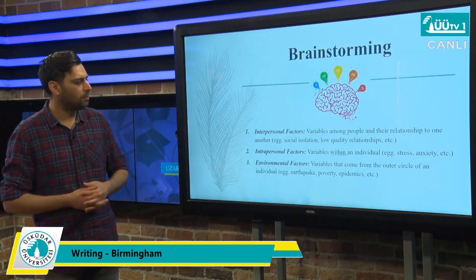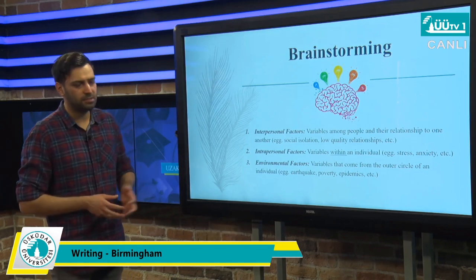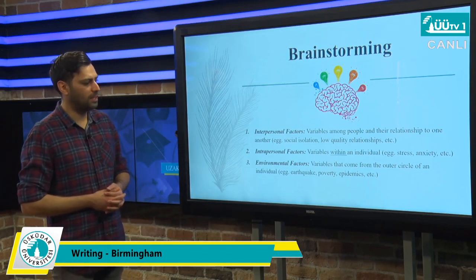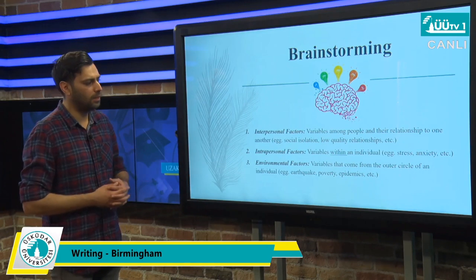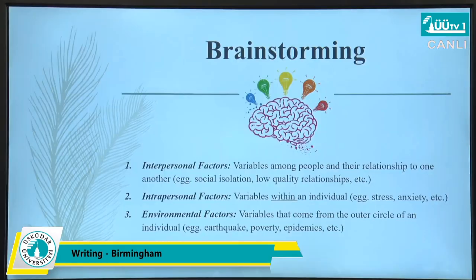So, as you can see here, I have presented some examples, variables that come from the outer circle of an individual, for example, earthquake, poverty, epidemics, as what we're experiencing these days, etc. All of these factors are caused from the outer social circle of individuals, and I've named them here environmental factors.